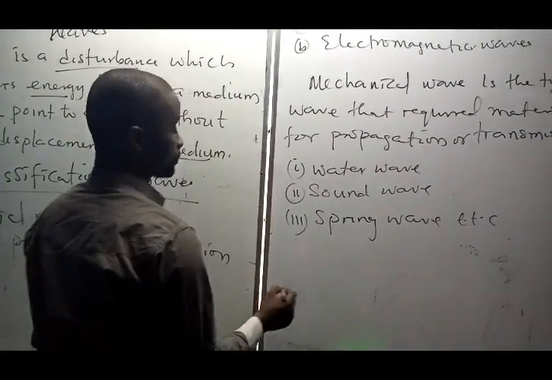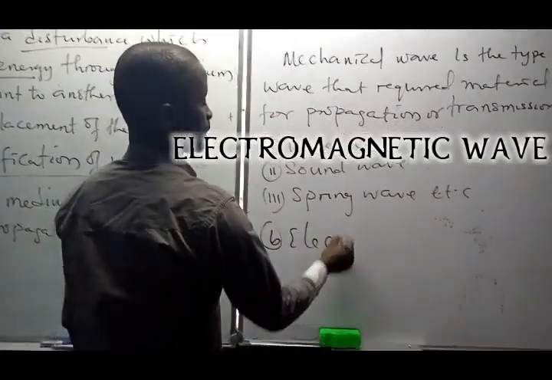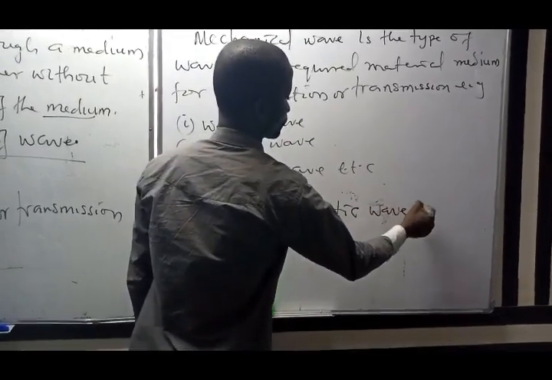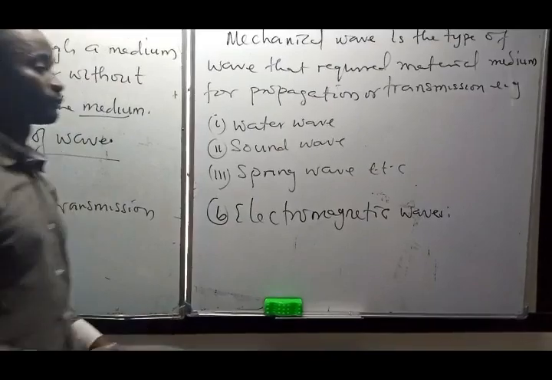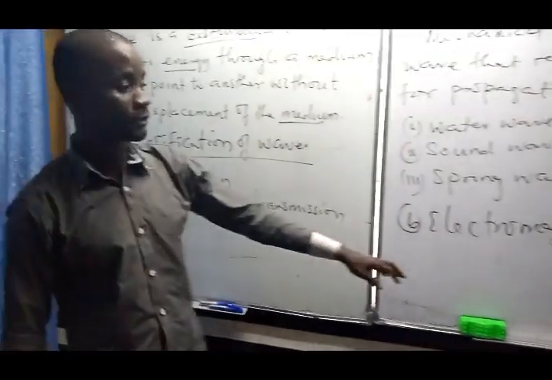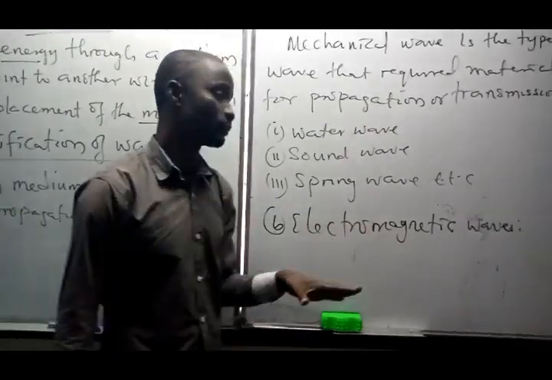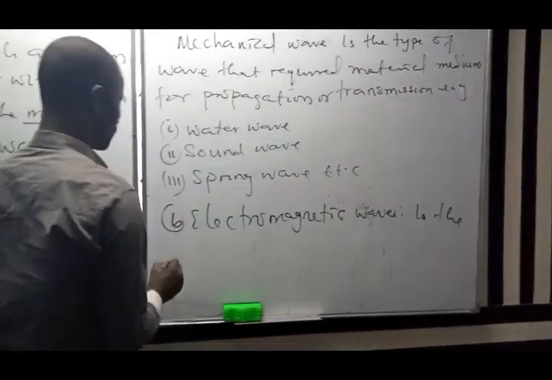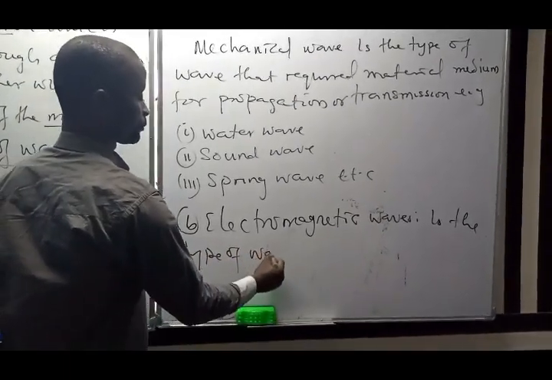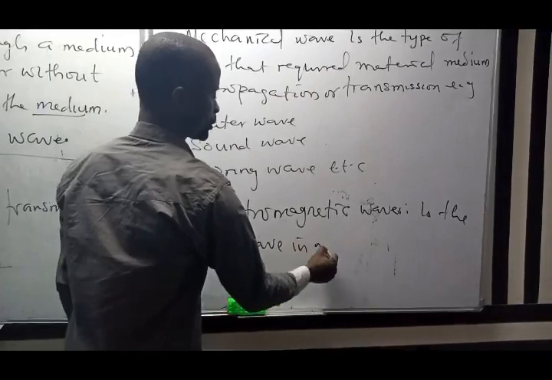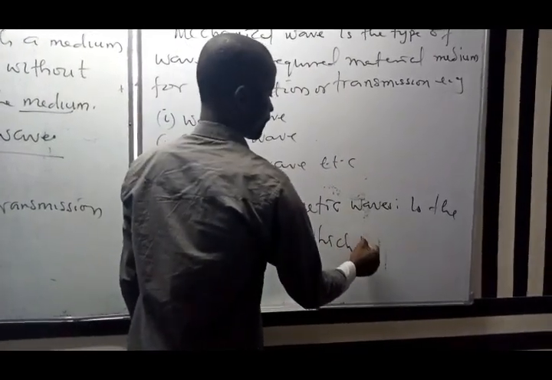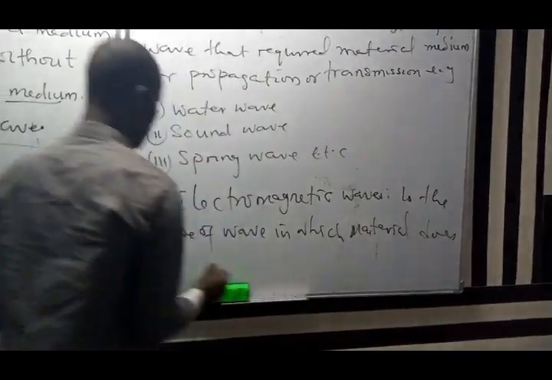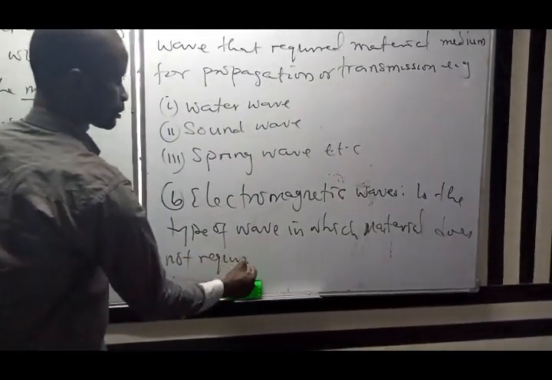Now electromagnetic wave, the second classification, is the type of wave in which no material medium is required. That is, it does not require material medium for the mode of propagation. That is, the type of wave in which material medium is not required.